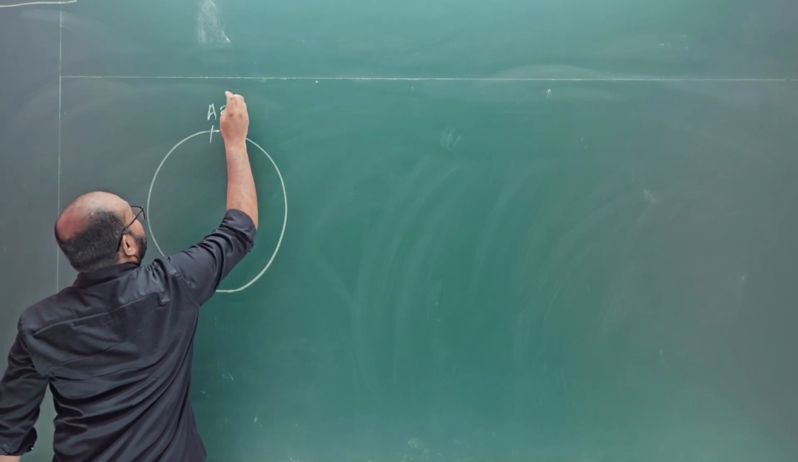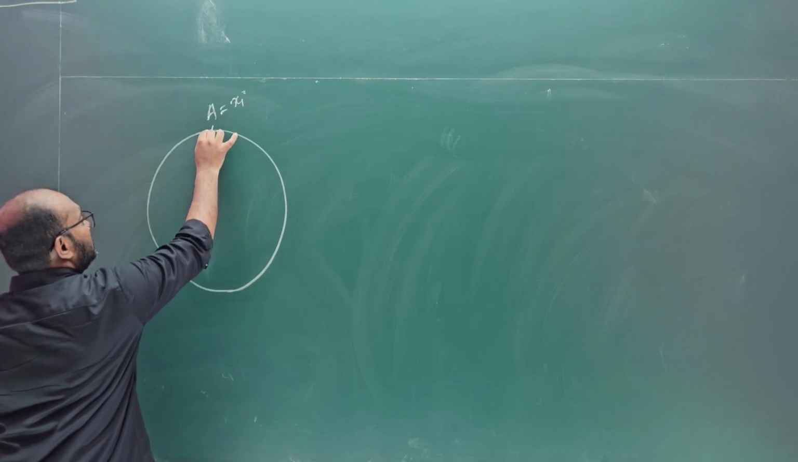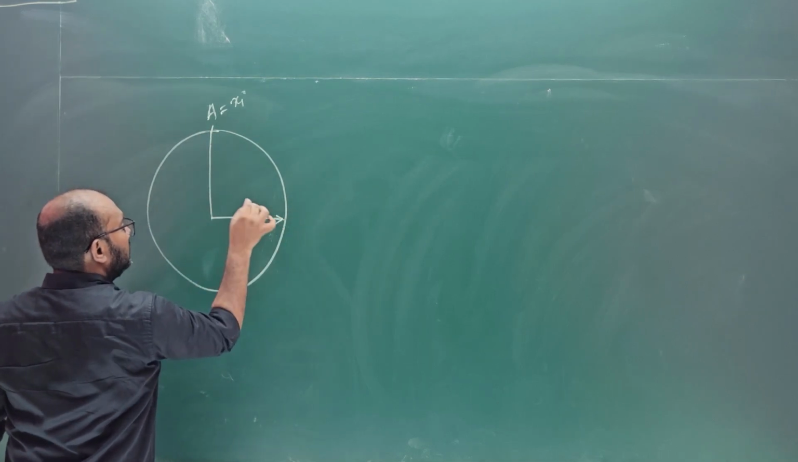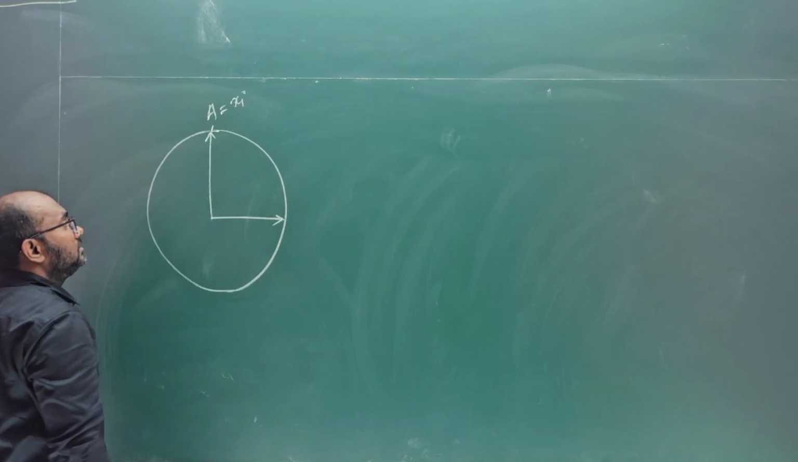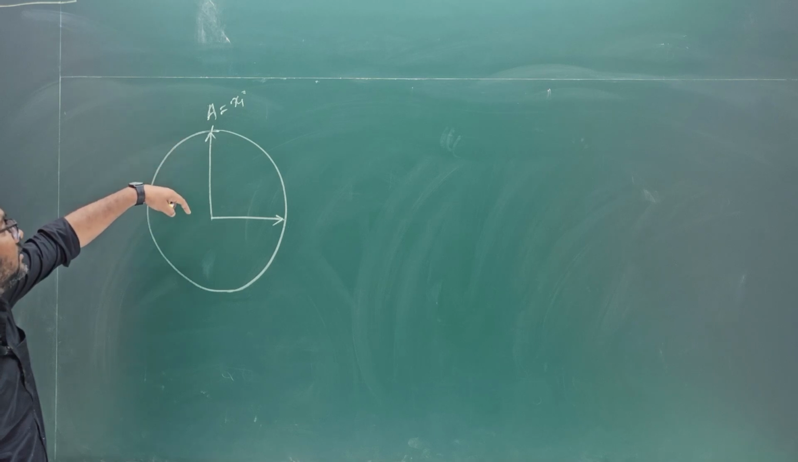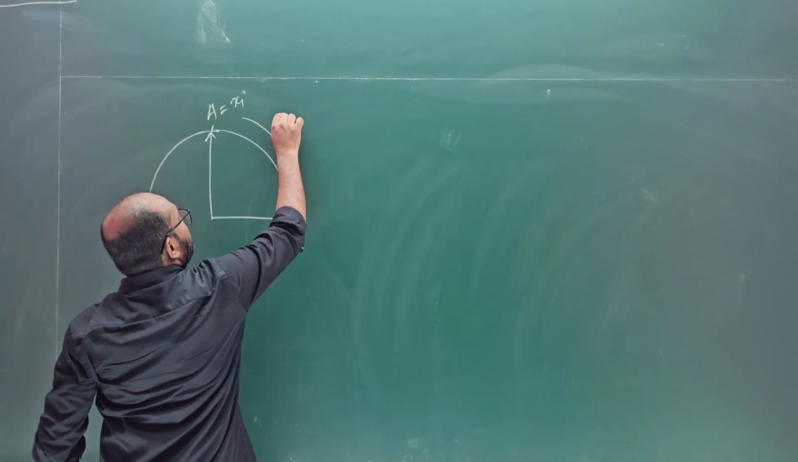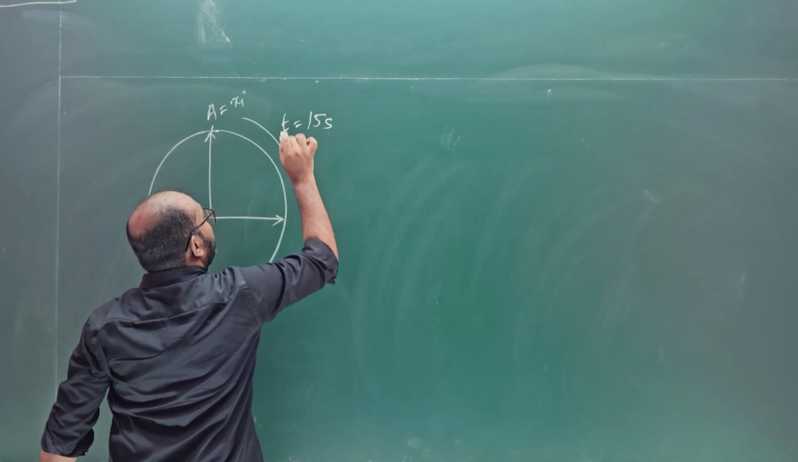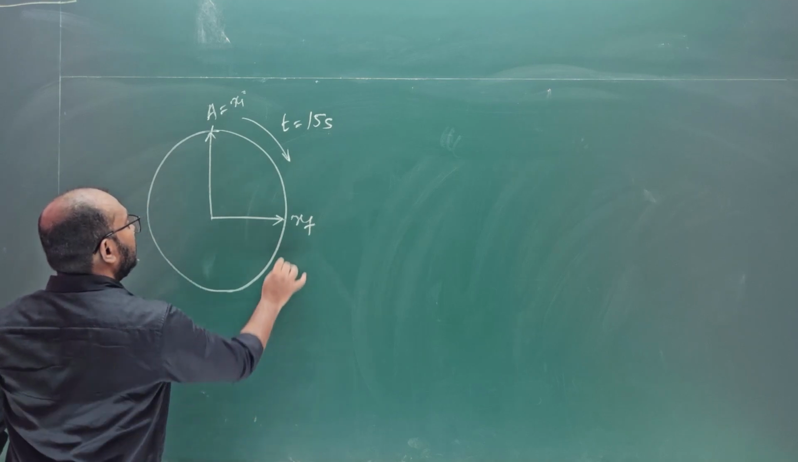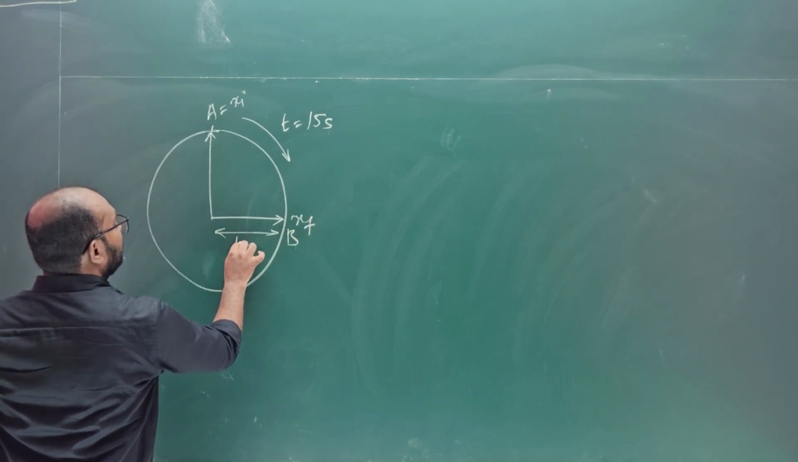Point A is your initial position. Let this be a watch, and this watch has a second hand, and the second hand is moving for a time period in this direction. T is equal to 15 seconds. This is your final position, point B. Let this radius be 1 meter.